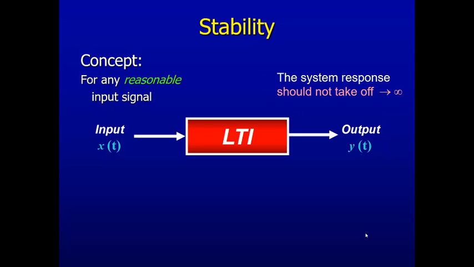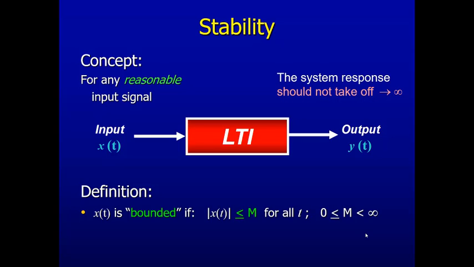The concept of stability is one that if I put any reasonable signal into my system, if it's stable, the output shouldn't go taking off towards infinity. Now the issue is we have to describe and define mathematically what is a reasonable signal, and what we mean by doesn't take off to infinity. So here's how the mathematicians do that.